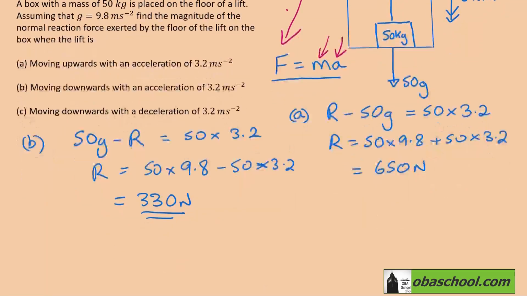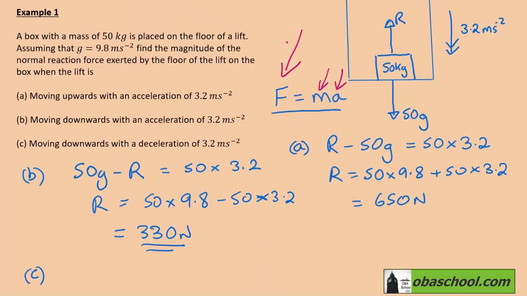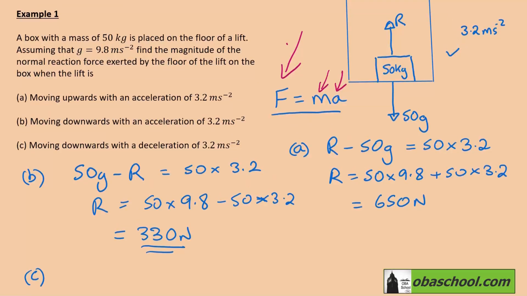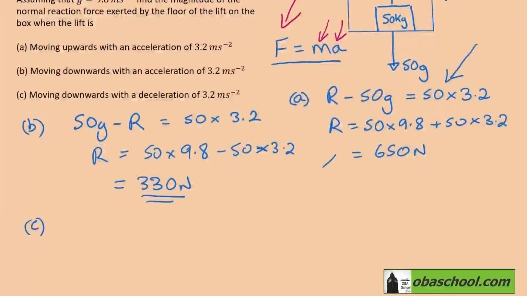In part C, moving downwards with a deceleration of 3.2. If it's decelerating, then the acceleration is in the opposite direction to the movement. We're moving downwards, but accelerating upwards. And that brings us back to exactly the same situation we had in A. If it's accelerating upwards, then R must be greater than the weight. And so it's going to be exactly like this.